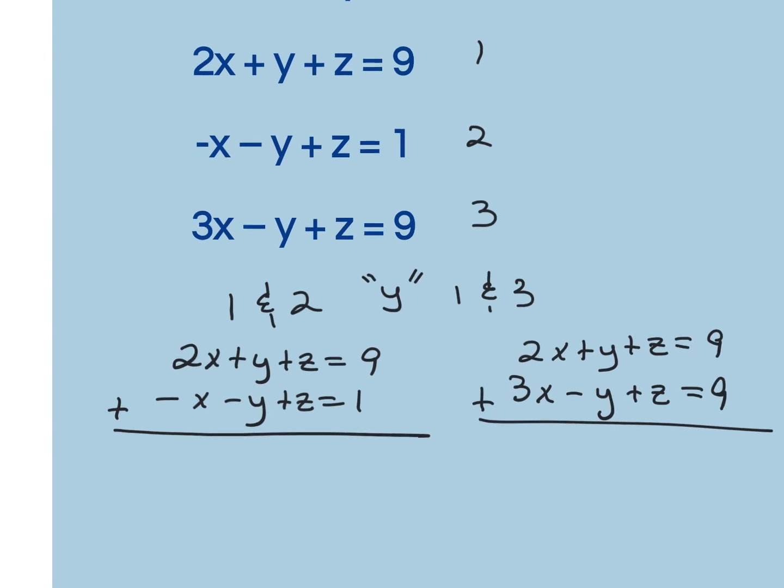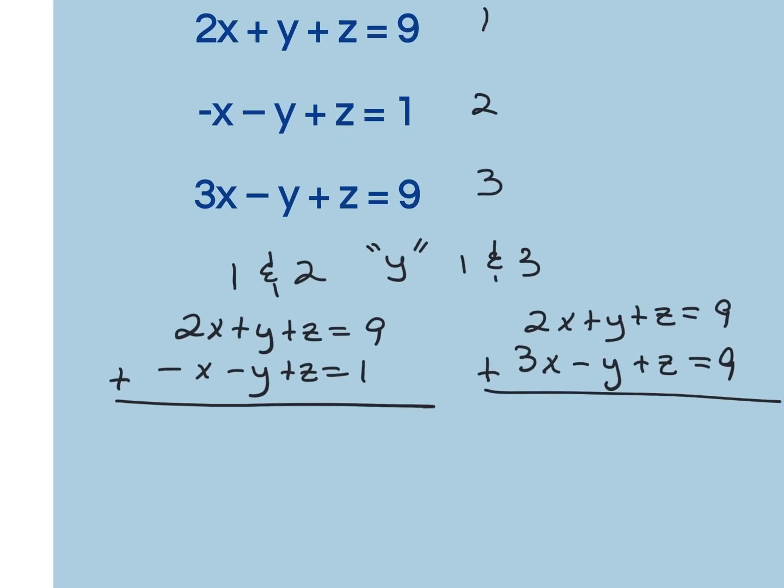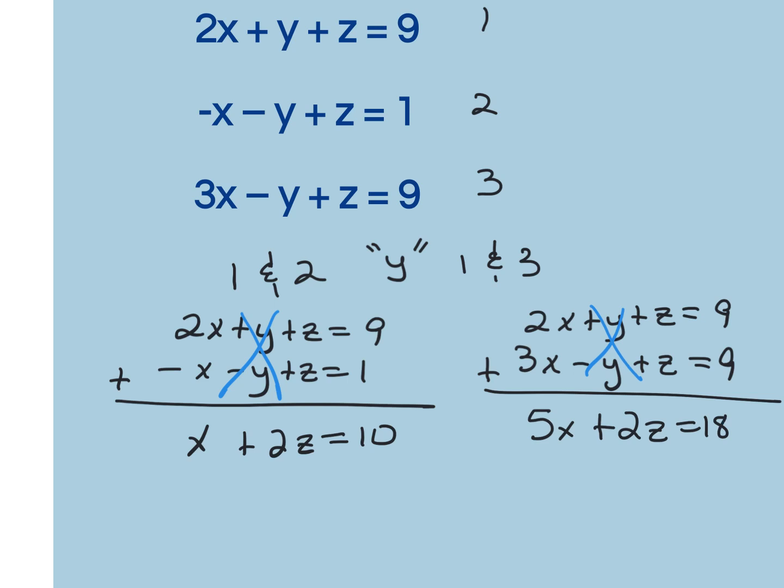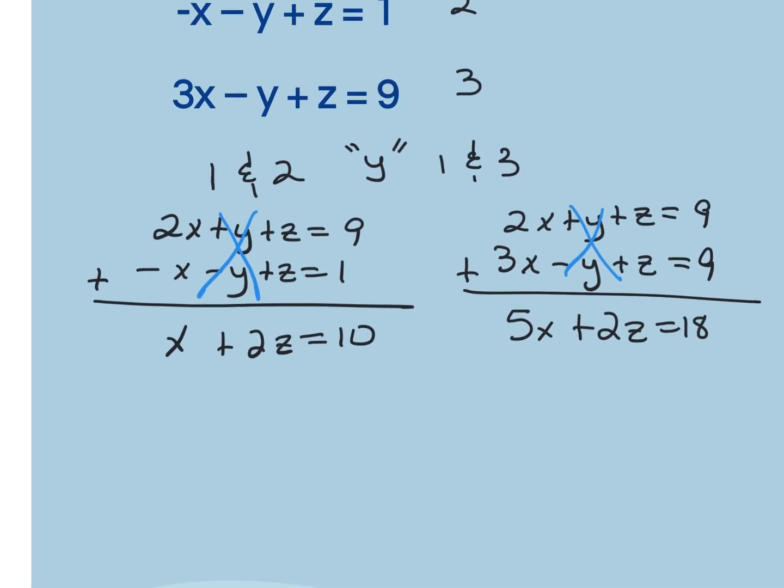So now I can add 1 and 2, and I end up with x, the y's are gone, plus 2z equals 10. Adding 1 and 3, I get 5x, the y's are gone, plus 2z equals 18. I now need to work with these two equations, and this is the same thing we did in 9-2. You can choose: do you want to eliminate x or do you want to eliminate z?